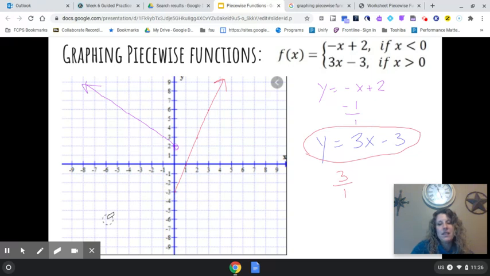Again, thinking about x has to be greater than 0, I'm going to again put that open dot at the coordinate 0, negative 3. Because again, I want to get very, very close to an x value of 0, but I actually do not want to touch it. So we can see that this piecewise function consists of two linear functions, the purple part and the red part.